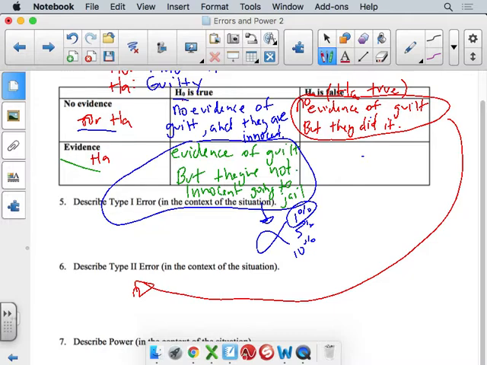Okay, and then the last one is you find evidence of guilt. Too small of handwriting: evidence of guilt, and you're correct, they are guilty. So you just sent a guilty person to jail. Yay, you. Good job. Okay, so that is your power.